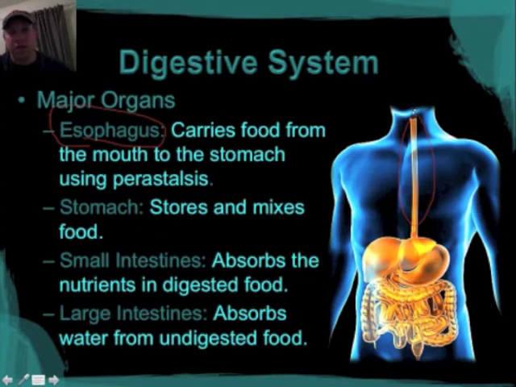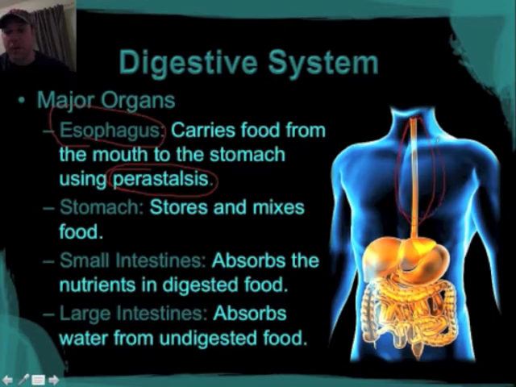Your esophagus is a stretchy tube. It also has a muscular lining, and we'll talk about it again when we get to the muscular system, but it has a muscle lining that enables the esophagus to squeeze food, like squeezing a tube of toothpaste, squeeze food down to the stomach. We call the squeezing process peristalsis. It's the squeezing process of the esophagus.